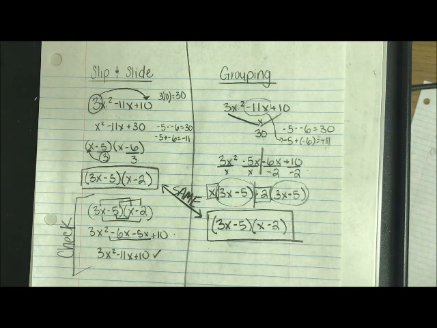But now I want you to try number 2, the 8y squared minus 10y minus 3. I want you to try that on your own. I don't care what method you use. After you've tried it and got an answer, I want you to then watch the next video and see if you got it right.